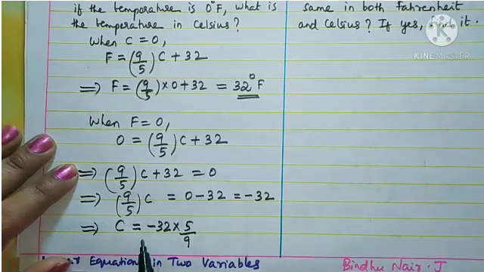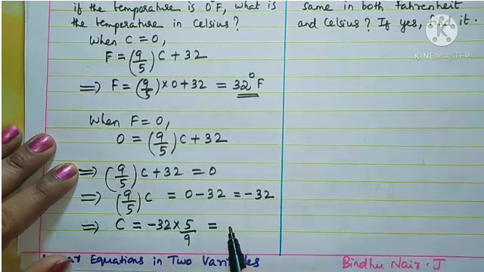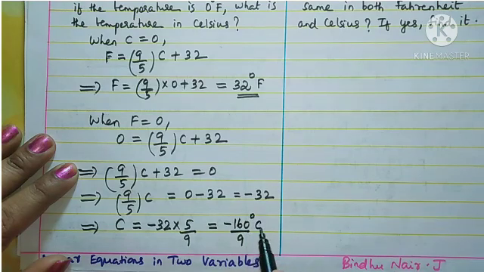Now we cannot reduce 9 and 32 or 5, so we just multiply the numerators. 32 into 5, when you multiply, you will get 160. So it is minus 160 by 9. And what is this temperature? It is Celsius, so you put degree Celsius.